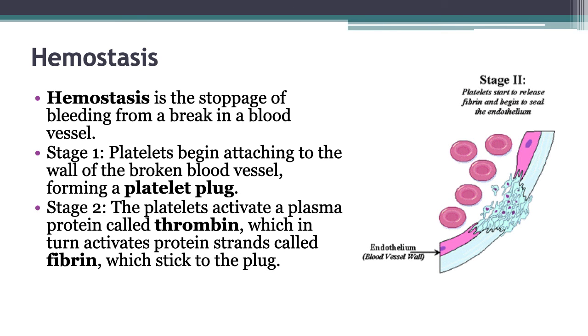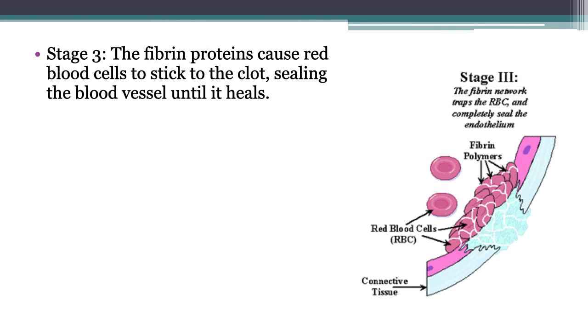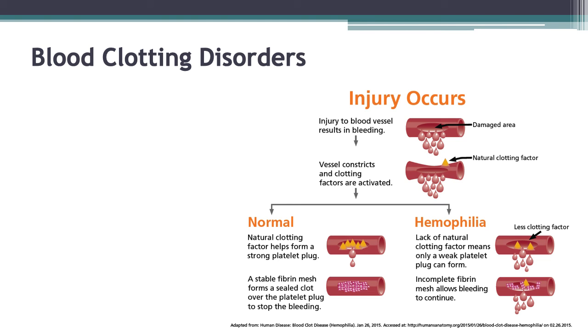Stage 2: the platelets activate a plasma protein called thrombin, which in turn activates protein strands called fibrin, which stick to the plug. Stage 3: fibrin proteins cause red blood cells to stick to the clot, sealing the blood vessel until it heals.